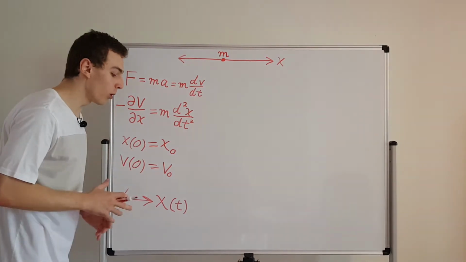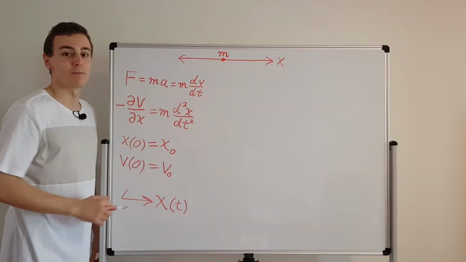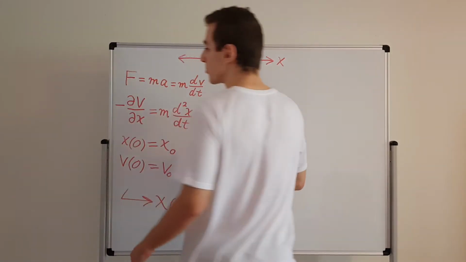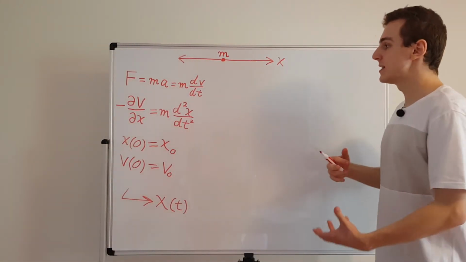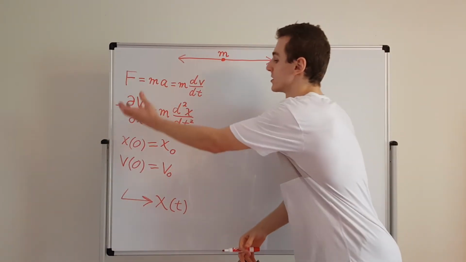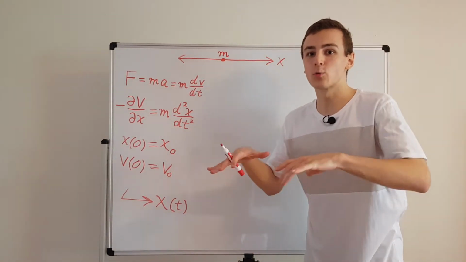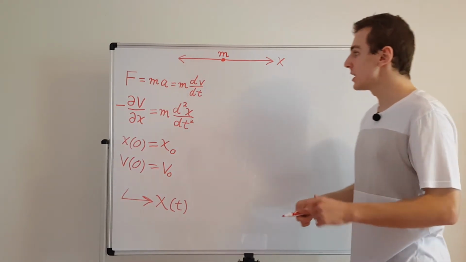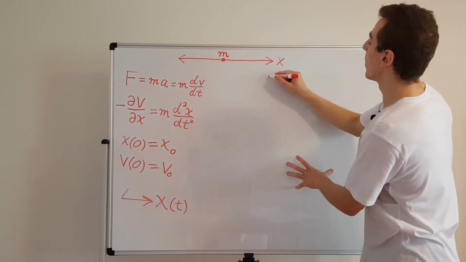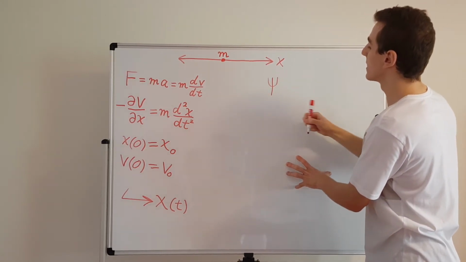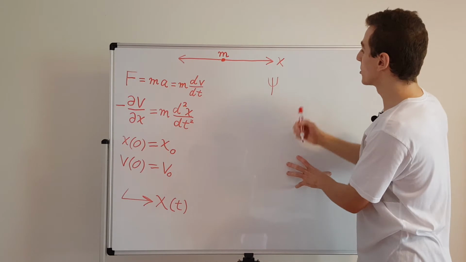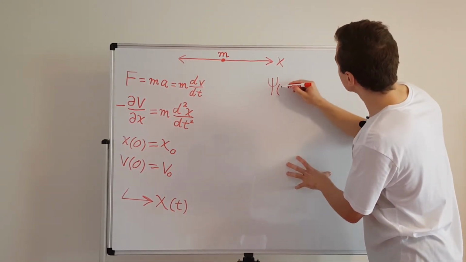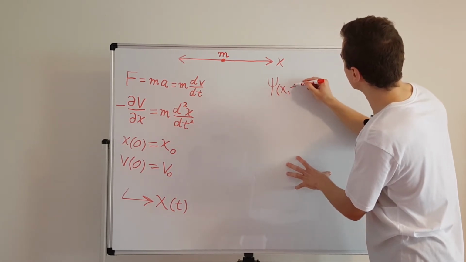So let's have a look at how quantum mechanics would treat this same problem of one-dimensional motion. In quantum mechanics, we actually have to forget about these intuitive ideas like force and velocity and position, and we have to rethink new definitions that are going to help us out. What we're actually looking for is a thing called the wave function, represented by the Greek letter psi. It looks like a trident, like Poseidon's trident. And psi is going to depend on x and t.